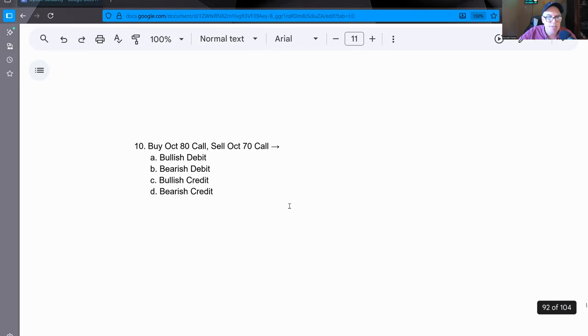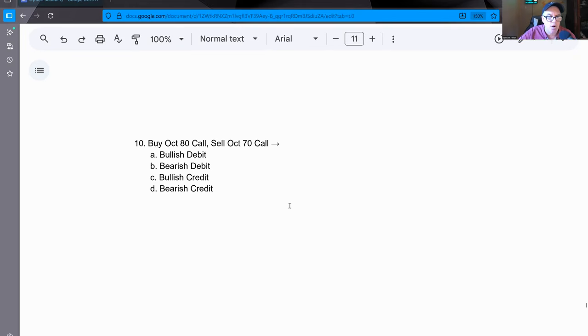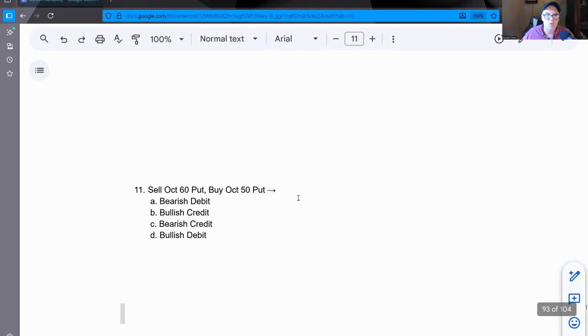Onward. Number 10. Buy an 80 call, sell a 70 call. The 70 call is the dominant because it's the lower strike on the call. Sell the call is credit. Credit means you sell. Credit means narrow and credit means expire. Sell the call is bearish. So this is a bearish credit spread. I love it. Getting a beat, baby. I'm going to do one more.